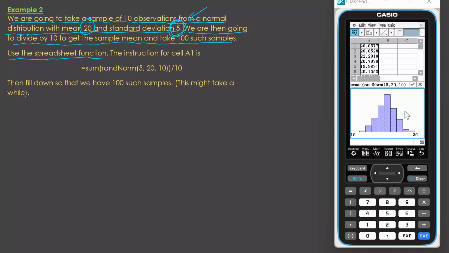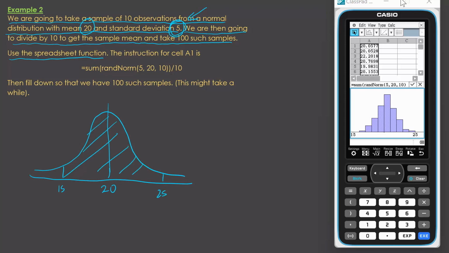Now think about what you know about the normal. With the standard deviation of 5, that means that if we just looked at that particular distribution, then between 15 and 25, one standard deviation either side, you'd expect to have 68% of the data. But with ours, it looks like just about all of the data is between 15 and 25.